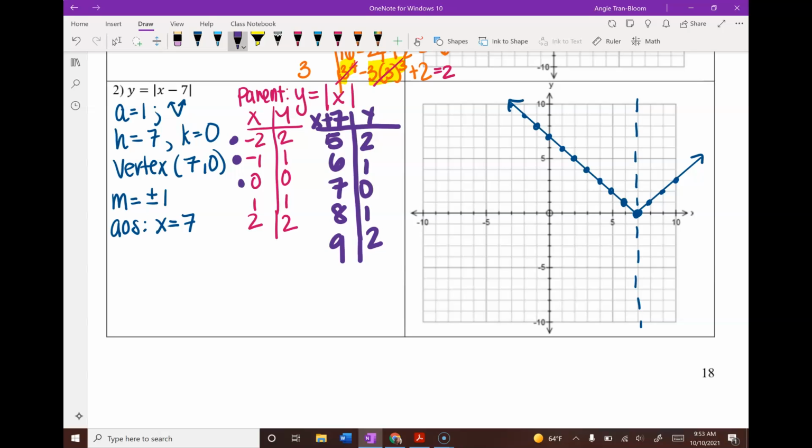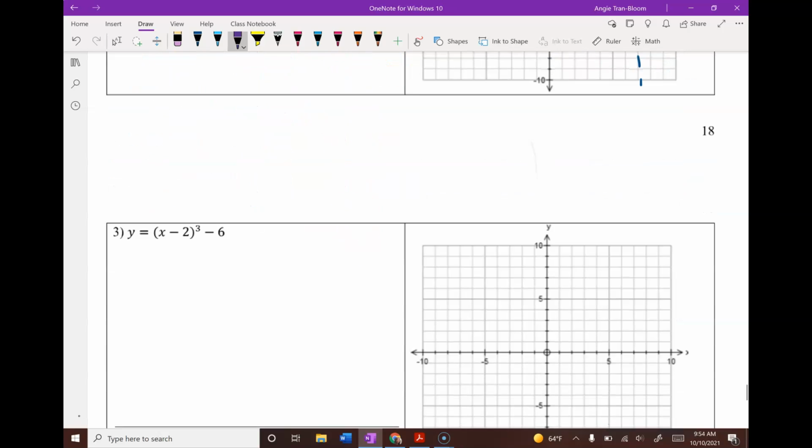We can use transformation. Let's plot it out, right? 5 comma 2, so here's 5. Yep, we already have that dot. 6 comma 1. Yep, we already have that dot. 7 comma 0. Check, check, and check. So it doesn't matter how you guys graph this. You should have the same exact graph. Okay, let's go to the next one.